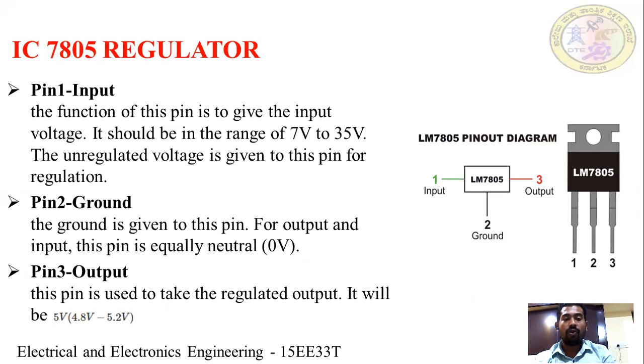Here this is all about the pin connection. Let me check what the pin connection is for this LM7805 IC. This is the LM7805 IC. Here in this IC we are going to have three pins: pin number 1 is for input, pin number 2 is for ground, and pin number 3 is for output.